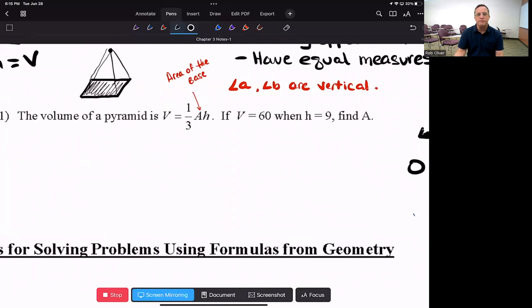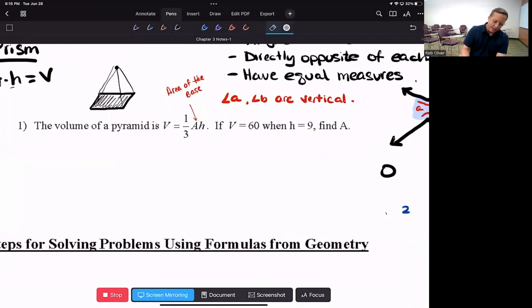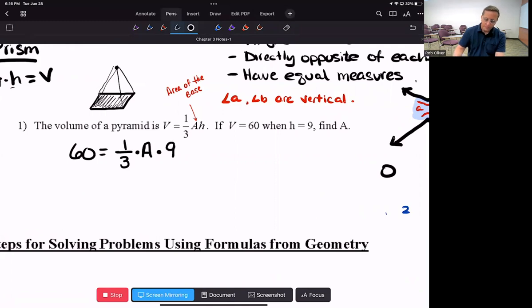So that's what we're going to do. It says if V, volume, equals 60, find A when H, the height, is 9. So the height of this, we're talking about the very tip top to the middle of it. So we're just going to put all this in. We've got 60 equals 1/3 times the area of the base. Area of the base we don't know, so I'm going to do times A times 9.